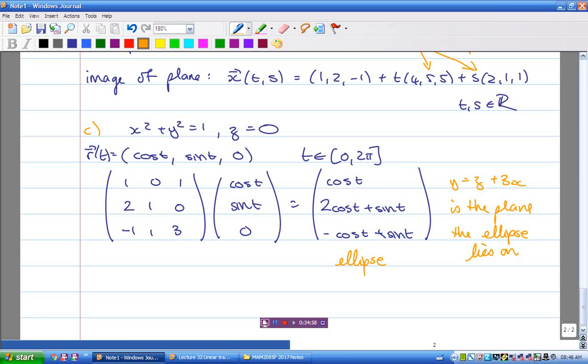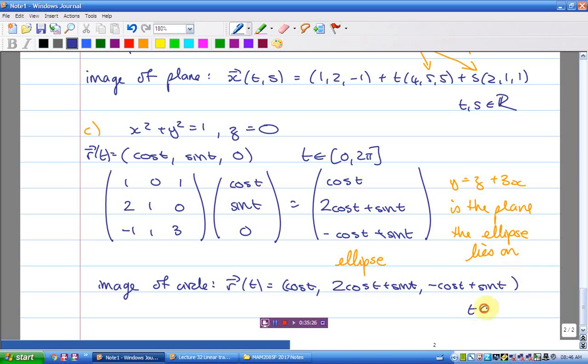Question? How can you see that it's not a circle? I can't really, not actually just by looking at that. It could potentially be a circle, yes. I'm just going to finish off. Image of circle is r of t equals cos t, 2 cos t plus sine t, minus cos t plus sine t, and I'm going to keep t as an element of 0 to 2 pi. I don't have any good reason not to do so.